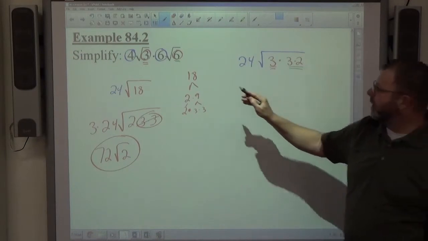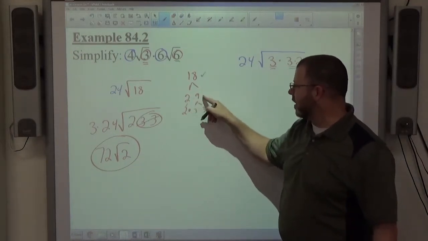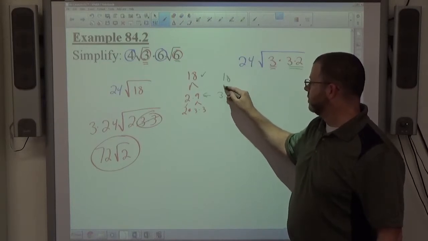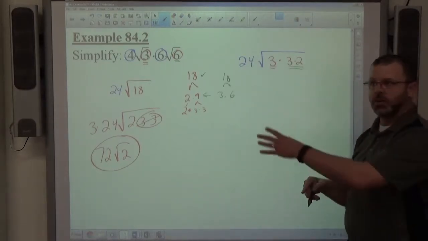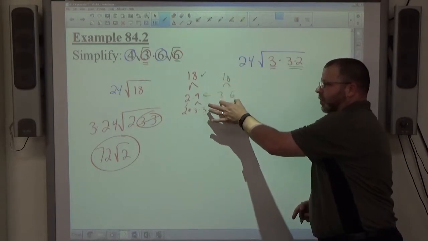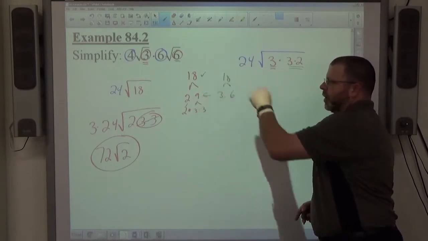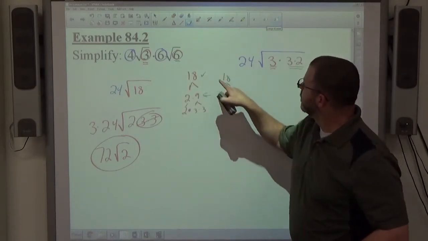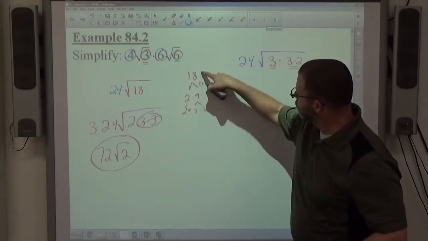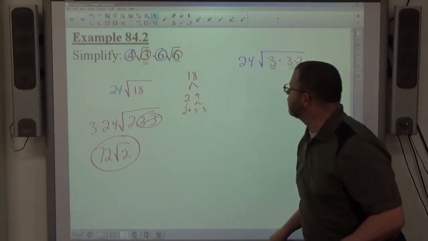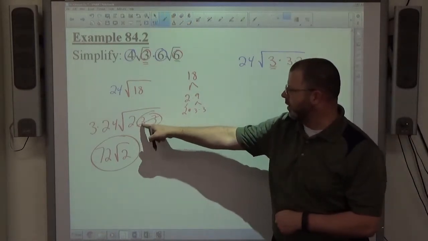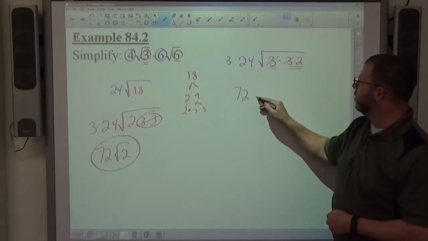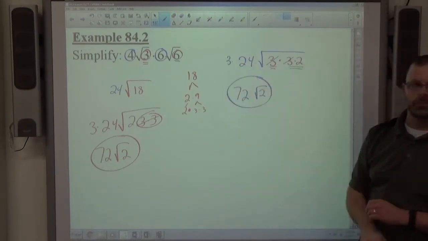So instead of starting up here at 18, I'm starting at this level, which is 3 times 6 instead of 2 times 9. You can imagine that. So if I did 18 is the same as 3 times 6, I'm starting here instead of up here. It's just one less step to deal with. And that already gets me to the point where I'm ready to go here, right? So I've got a pair of 3's inside. I get to pull 1 3 outside. 72 times the square root of 2.